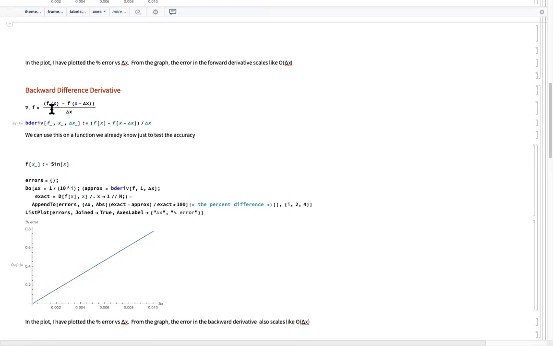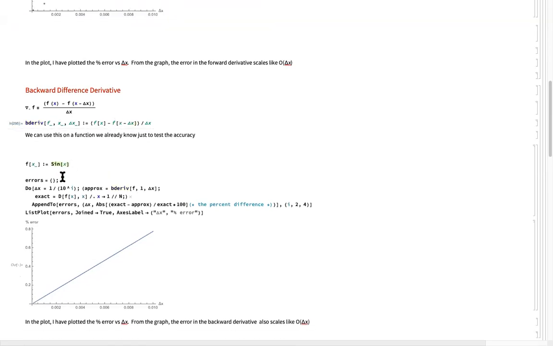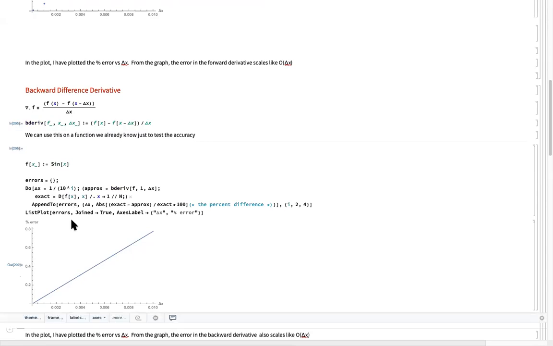The backward difference derivative is defined in an analogous way. It's f of x minus f of x minus delta x, all divided by delta x. And I just coded it in there. So I define that, and I'm going to do the same thing, and I can compute derivatives in the same way. And you see the same sort of behavior. It gets better and better the smaller you make delta x.